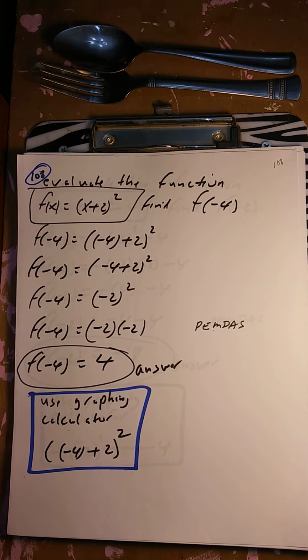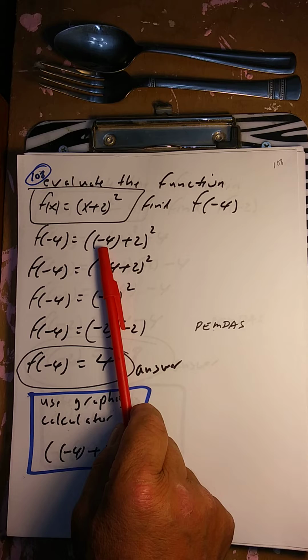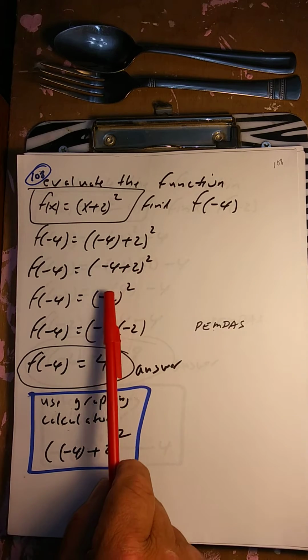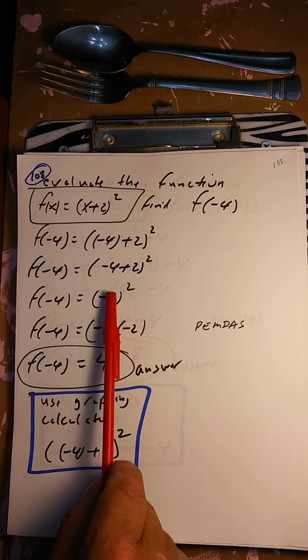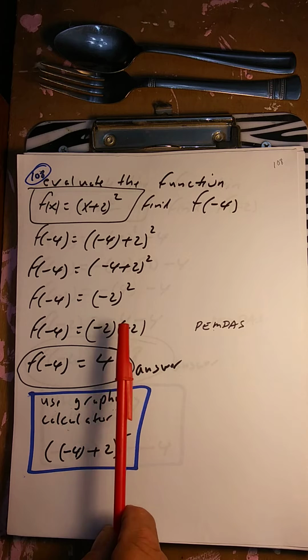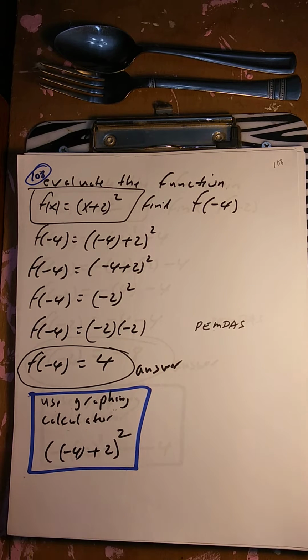Evaluate the function f of negative 4. Put it in there. So negative 4 plus 2, negative 2. Negative 2 times a negative 2, twice. You got to do this thing twice. A negative times a negative is going to give you what? Positive 4.